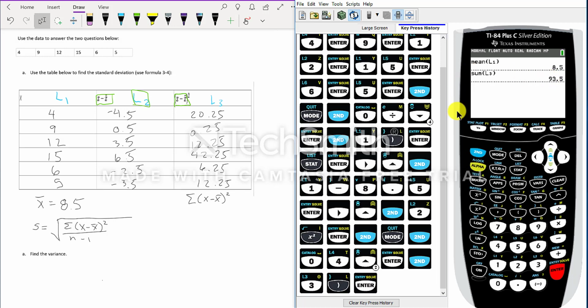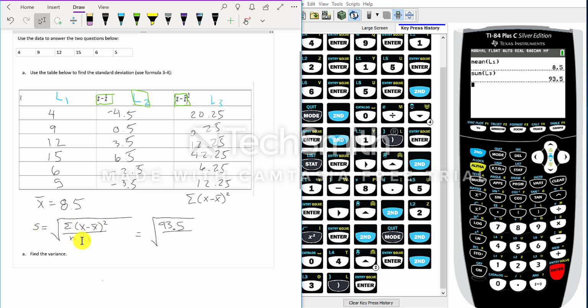So the sum, which is the numerator of that formula, is equal to 93.5. Replace the whole numerator with that 93.5. The denominator is going to be n minus 1, and n is the number of values in the list. Because we have 6 of them, n is equal to 6. So 6 minus 1 in the denominator gives me back a 5.